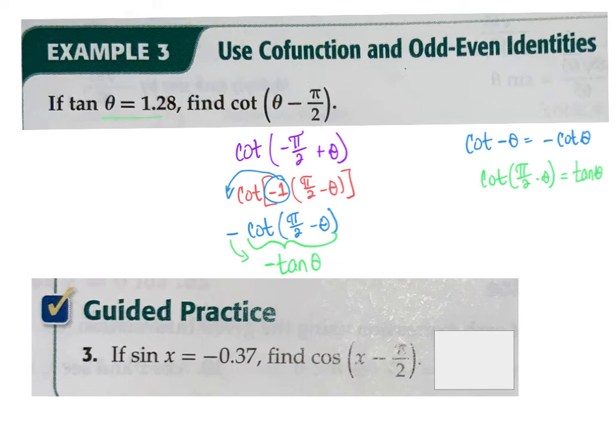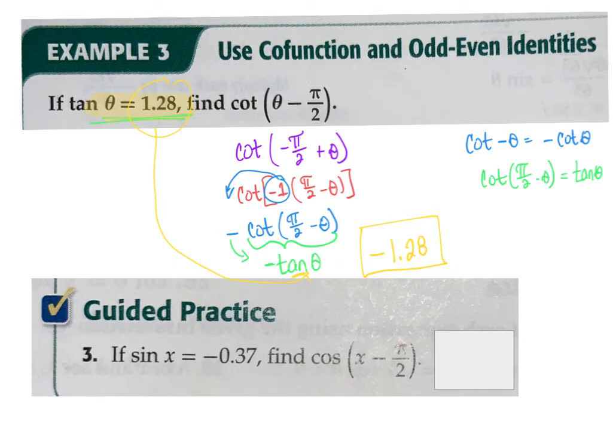And they told me what the tangent is. So up here, they told me the tangent is 1.28. So I can take that 1.28 and plug it in for tangent. So I get negative 1.28. This should feel almost like a proof from geometry.